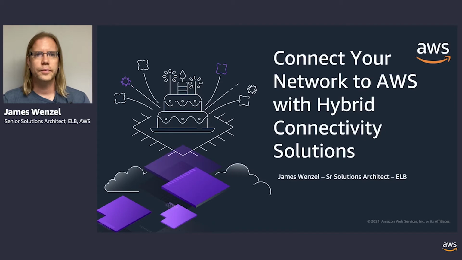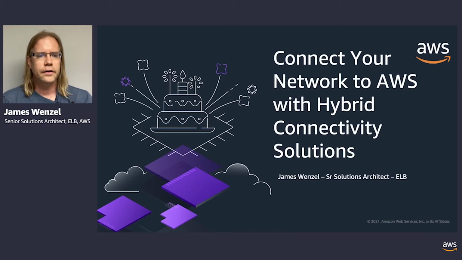I work on the ELB service team, and I'm here today to talk to you about connecting your network to AWS with hybrid connectivity solutions. To do this, I'm going to have to go over a couple of things that you may already know about, such as Transit Gateway and PrivateLink, and show you how they work to actually connect your on-premises or your remote premises to AWS. So let's talk a little bit about AWS and about our whole hybrid strategy and hybrid world.